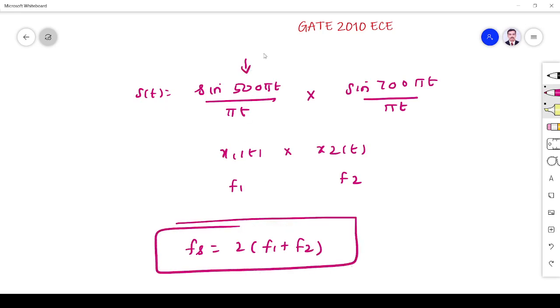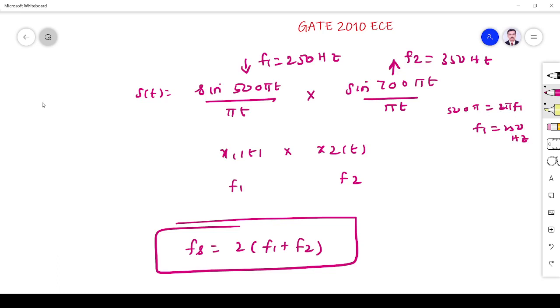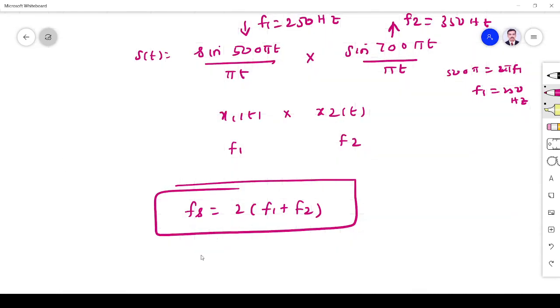So what about this f1? f1 is 250 Hz. What about f2? f2 is 350 Hz, because 500π is equal to 2πf1, so f1 is equal to 250 Hz. So what is the sampling rate? Sampling rate is 2 into (250 plus 350), which is 1200. So the answer is 1200 Hz.